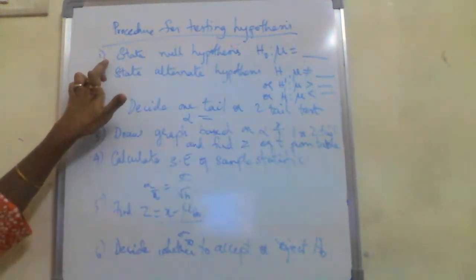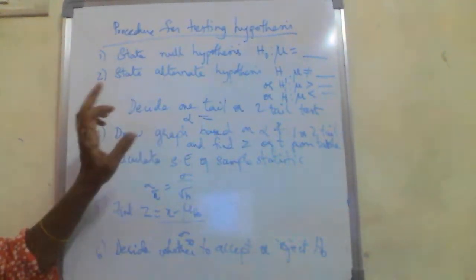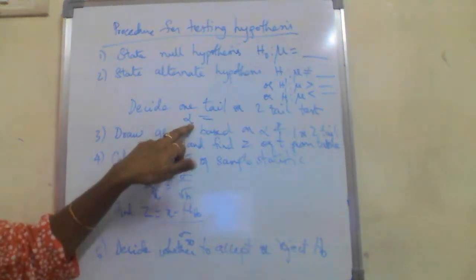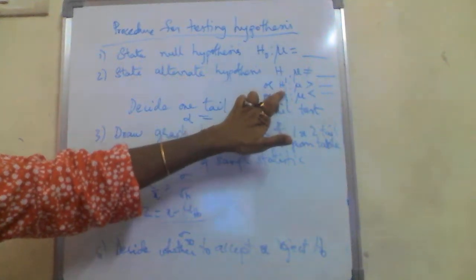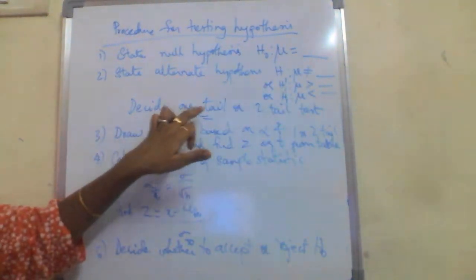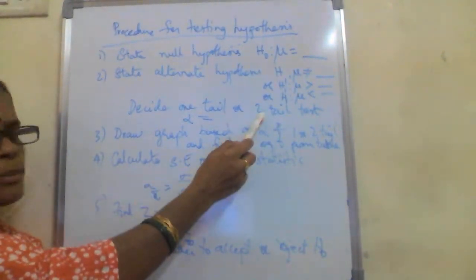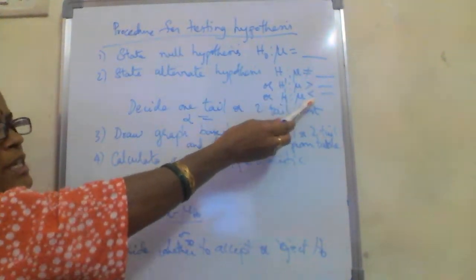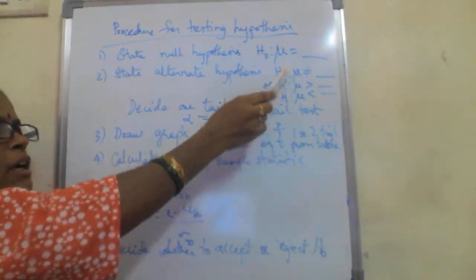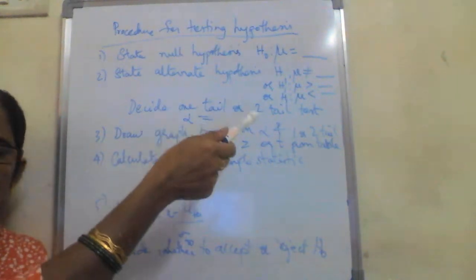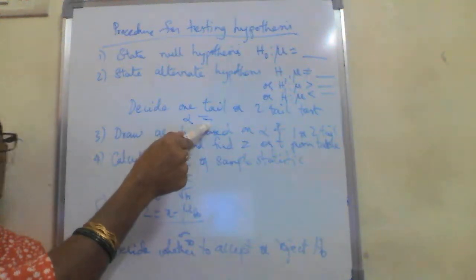So first null hypothesis, second step is alternate hypothesis, and next in the problem itself you will be given alpha. You have to write that particular value alpha, and based upon this alternate hypothesis you have to decide whether it is one tail or two tail test. If it is not equal to, it will be two tail test. If it is less than or greater than, it will be one tail test. So once you write the alternate hypothesis, beside that only you have to mention whether it is one tail or two tail, and write the value of alpha.